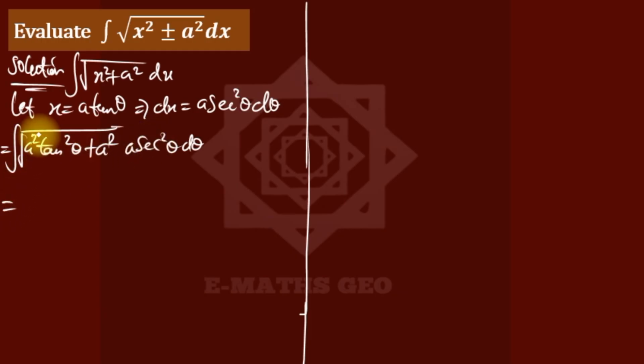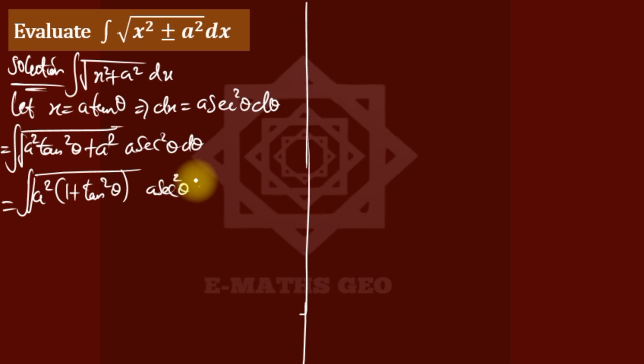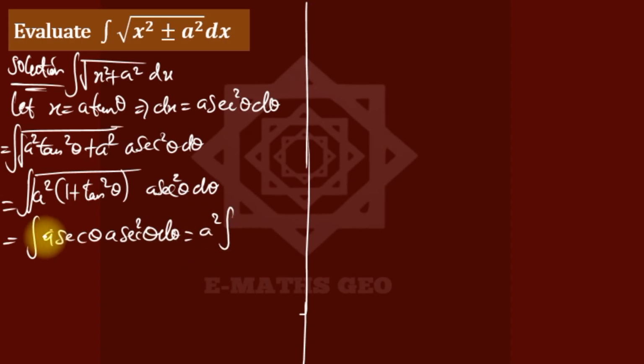So this is now, we'll factor a squared, we'll have a squared times tan squared plus 1, and a sec squared theta d theta. The square root of a squared is a, and the square root of 1 plus tan squared is sec squared, so we have a sec theta. So this is now a squared, you factor the constant, we have the integral of sec cube theta d theta.